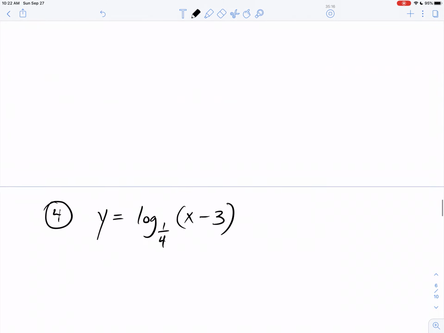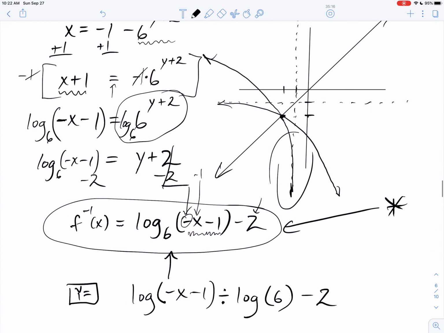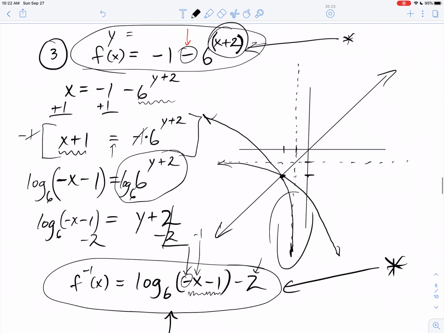Oh, and you know what? I wanted to mention this too. Hang on before I go to the next one. Log base 6. A base 6 means the base is greater than 1. So I know that bases greater than 1 behave differently than bases that are less than 1.